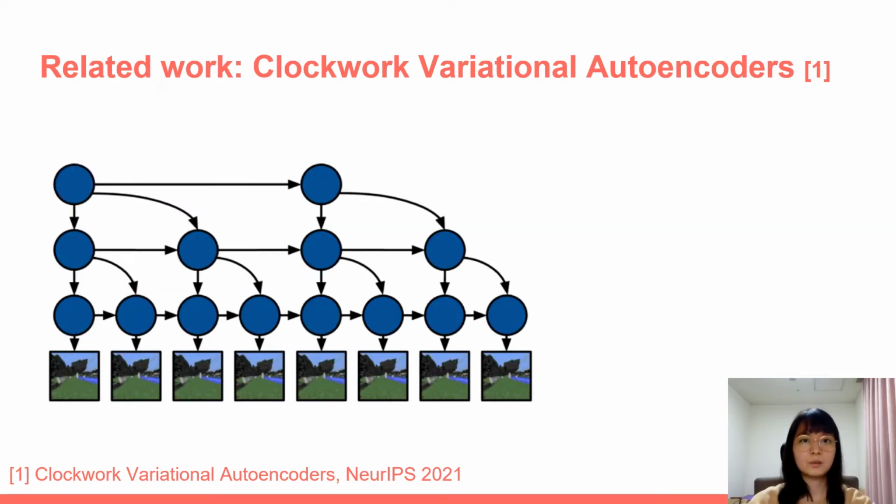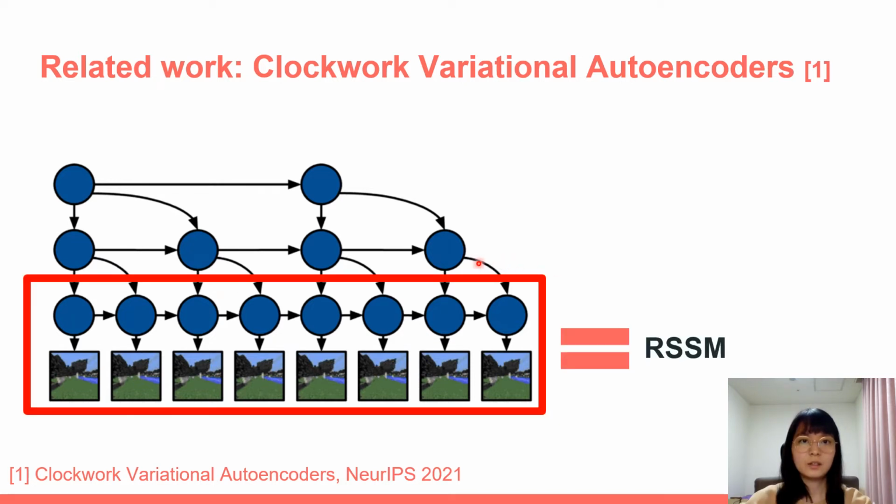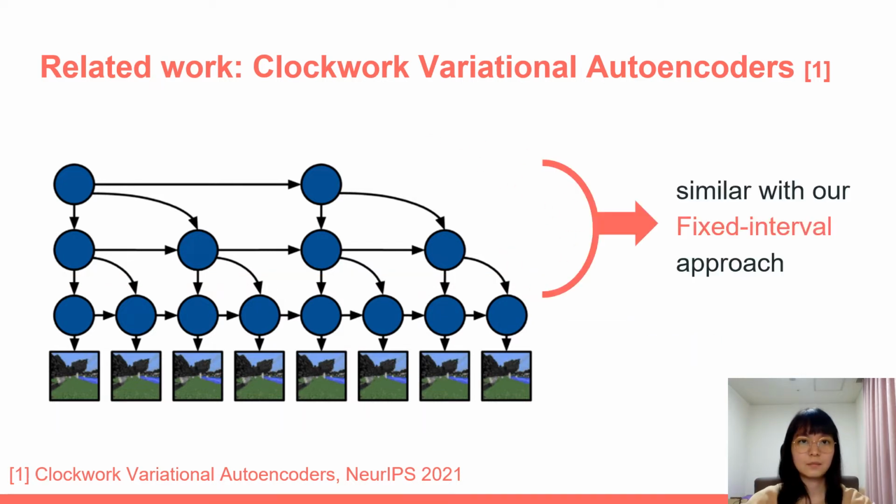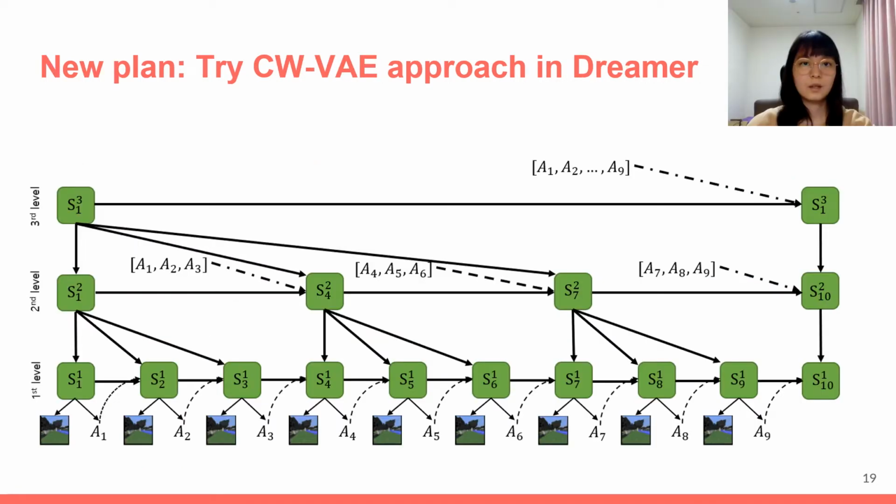This figure shows how clockwork VAE works. Here the highlighted part is RSSM, and we can see that clockwork VAE extends RSSM hierarchically. This is similar to our fixed interval approach, which is to provide fixed interval bottlenecks when training the world model. So we changed our plan to try clockwork VAE in Dreamer, and this is the figure of how we are going to implement it.